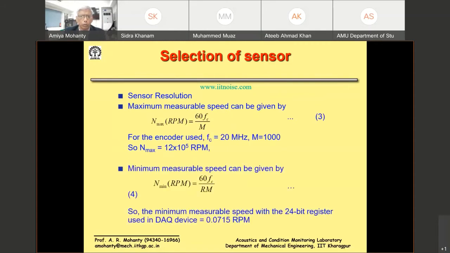Of course, you have to keep in mind the sensor resolution. By sensor resolution, I mean how many pulses per rotation? Is it 1,000 pulses per rotation, etc.? Okay. What is the sampling frequency? The only issue here is we have to measure at a very, very high sampling rate to get the best estimate of the rotational speed.